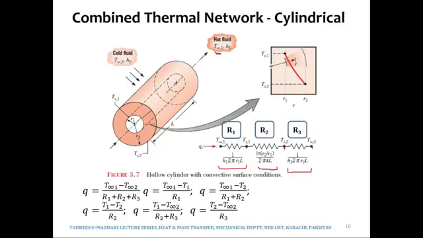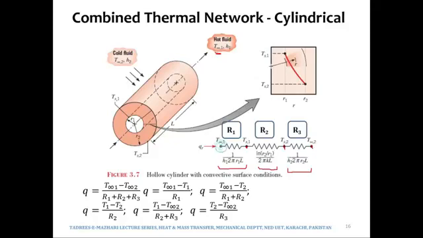So if we write it as T infinity 1 minus T infinity 2, what are the resistances that fall in between T infinity 1 and T infinity 2? All three, R1, R2 and R3. So in the denominator we will write R1 plus R2 plus R3. If we write Q as T infinity 1 minus T1, or TS1, between these two nodes we only have R1. Therefore in the denominator we will only write R1, or 1 over hA.